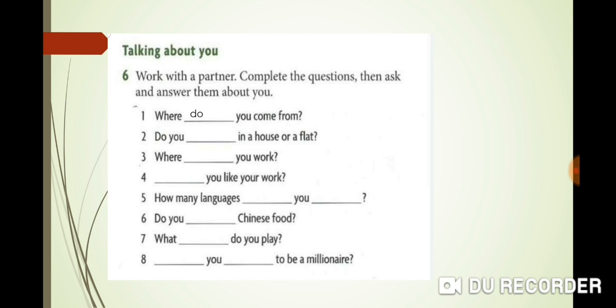Number two, do you live in a house or a flat? هنا عندنا الفعل المساعد do لكن الناقص هو المين verb الفعل الرئيسي. Do you live? إذا نحتاج الفعل live. Do you live in a house or a flat? هل تعيش في منزل أم شقة؟ Number three. Where do you work? أيضا هنا عندنا الناقص هو الفعل المساعد do. Number four. Do you like your work? Also we need do.